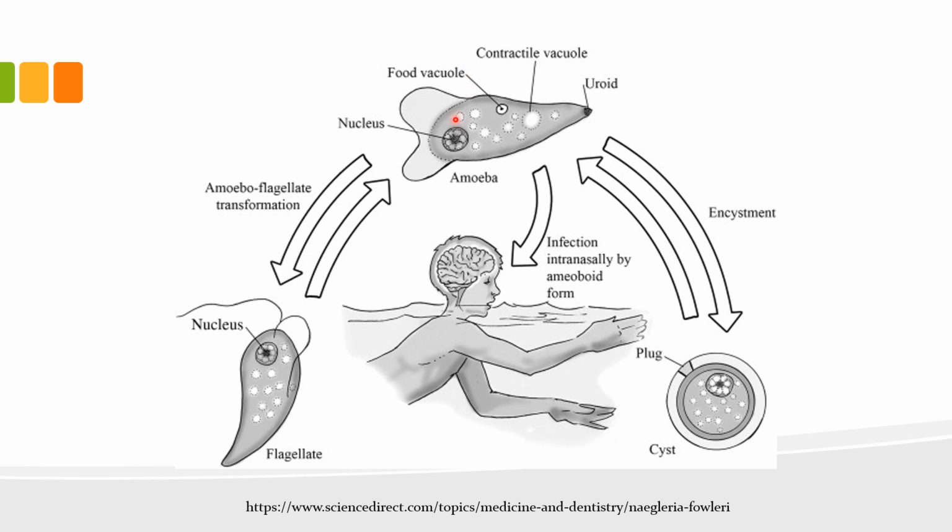So this is a diagram showing the life cycle of Naegleria fowleri. Naegleria fowleri infects people when water containing the amoeba enters the body through the nose. This typically occurs when people go swimming or diving in warm, freshwater places like lakes and rivers. The Naegleria fowleri amoeba then travels up the nose to the brain, where it destroys the brain tissue.